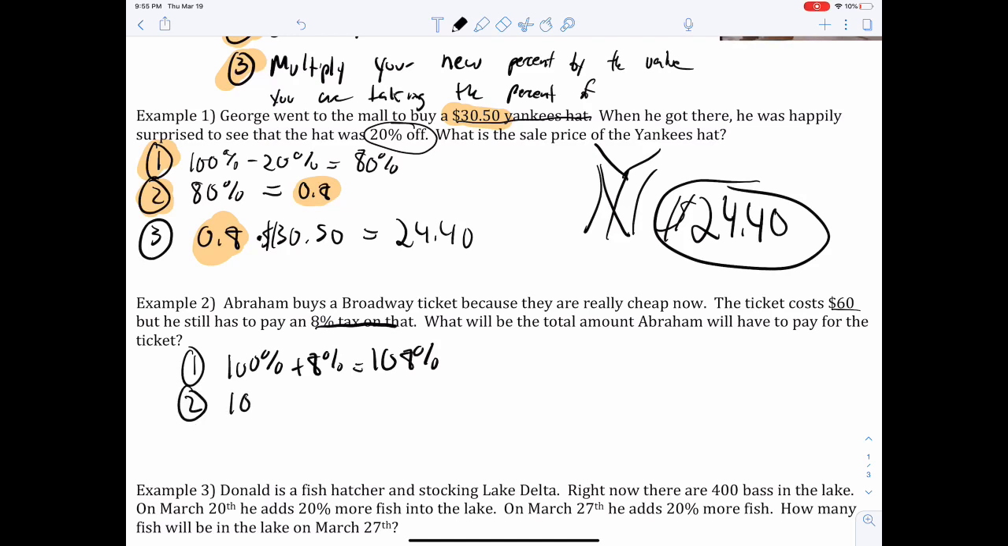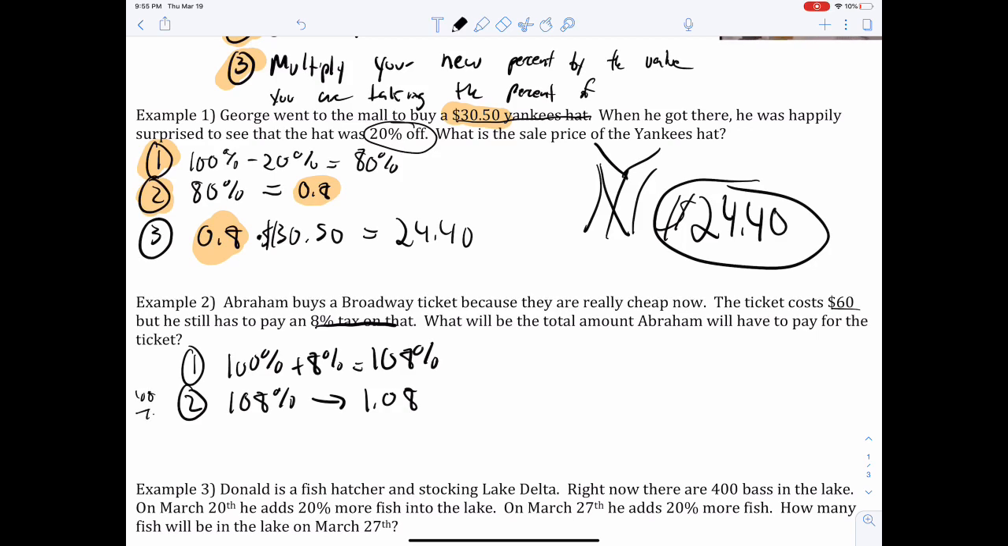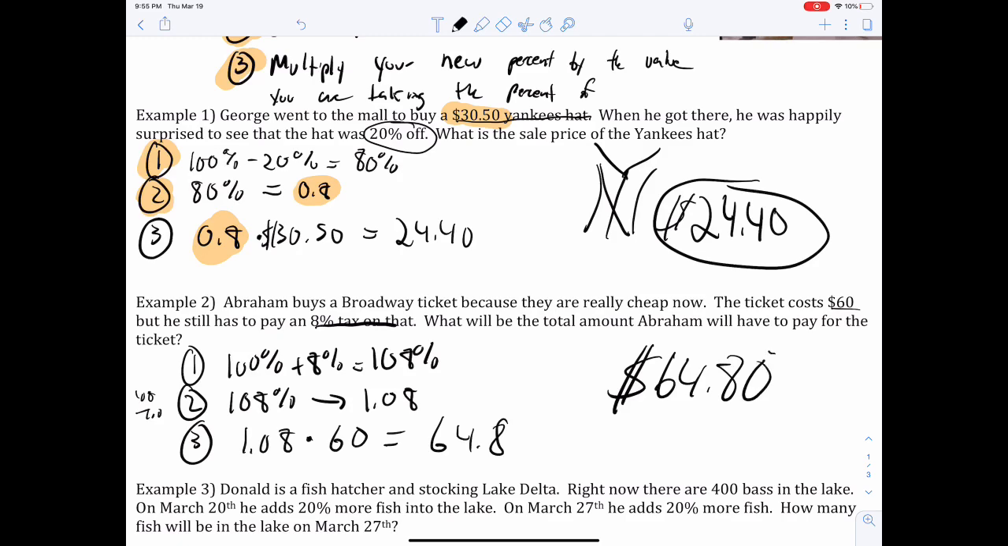108% of 60. Well, to help us get there, we're going to change our percent to a decimal, which is going to be 1.08, when you divide 108 by 100. And then in step 3, you're going to do 1.08 times our 60. And you go to your calculator, and you should get 64.8. So that's going to be 64.80 for Abraham.